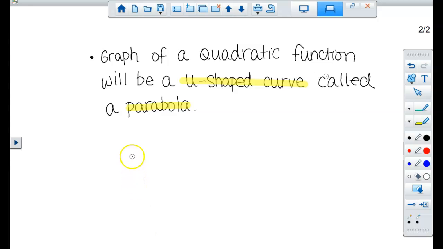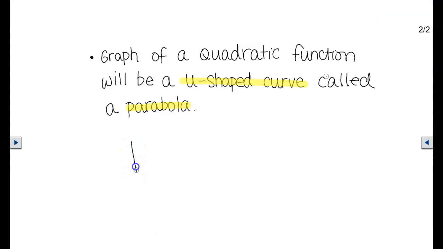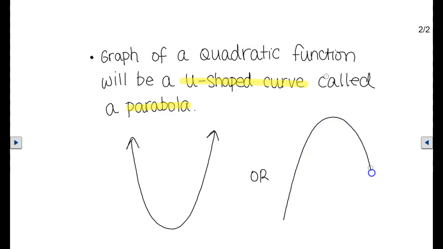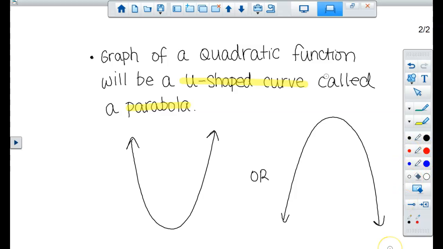Now, these U-shaped curves can look one of two ways. So here is one way they can look. So you'll notice this U is right side up, or the other alternative is that U-shaped curve can face downward, like this. So the two shapes that I have drawn on the board right now, the two U-shapes, are the two different ways that parabolas can look when we graph them.